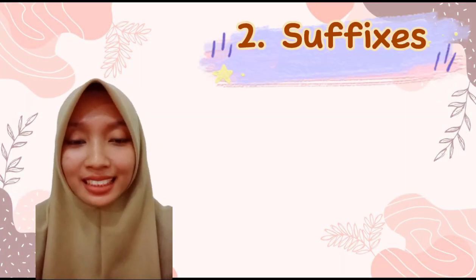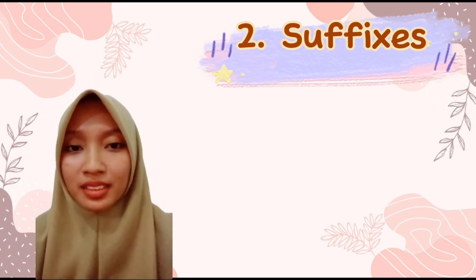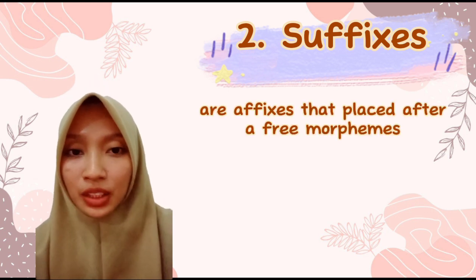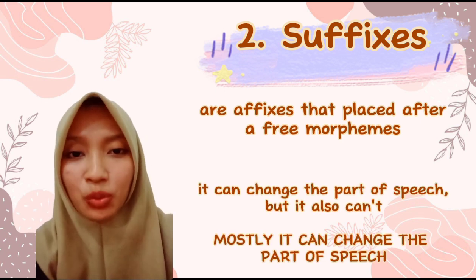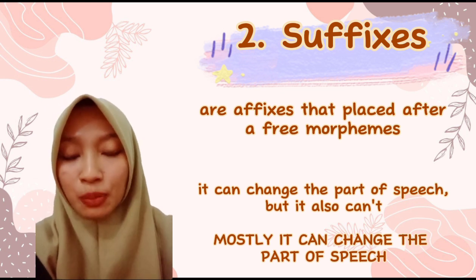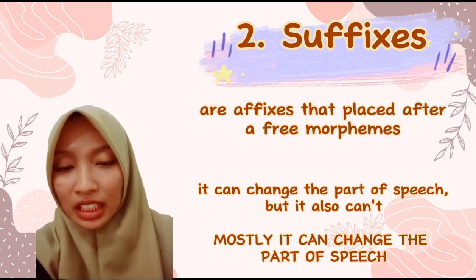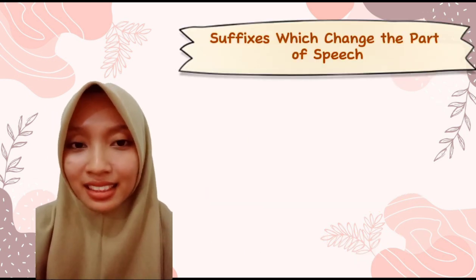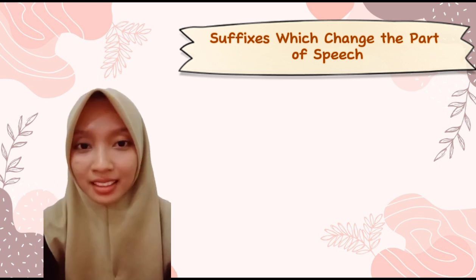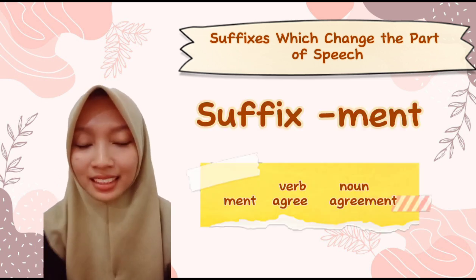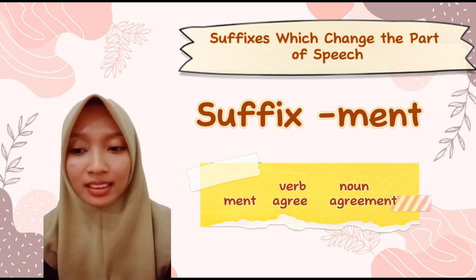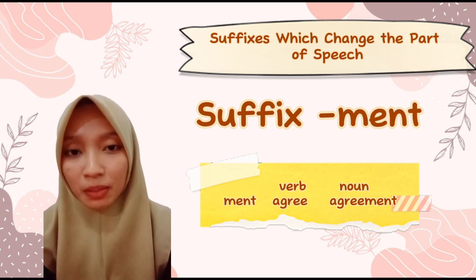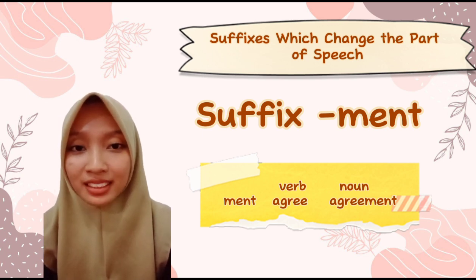And now we come to the second type of derivational morphemes. It is suffixes. Suffixes are affixes that are placed after a free morpheme. Most suffixes change the part of speech, but some of them cannot change the part of speech too. So here are the following suffixes which change the part of speech. The first is suffix "ment". The morpheme is agree, which is a verb, and then added with the suffix "ment" becomes agreement, which is a noun.